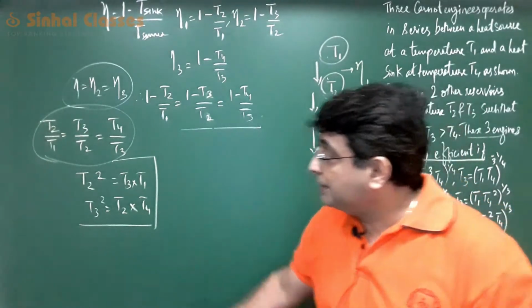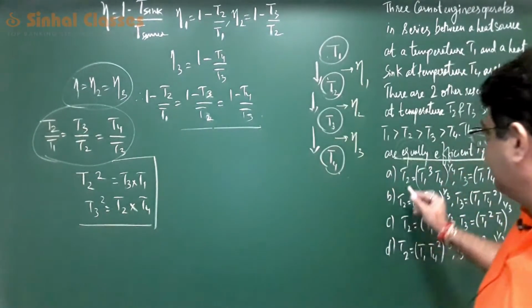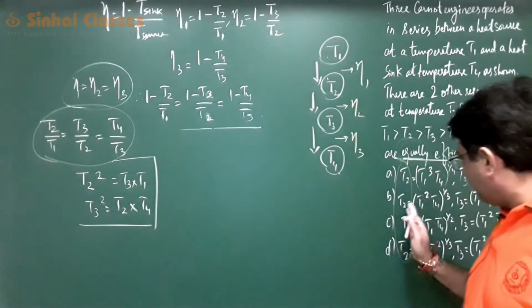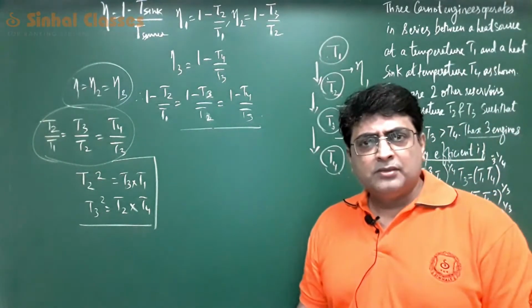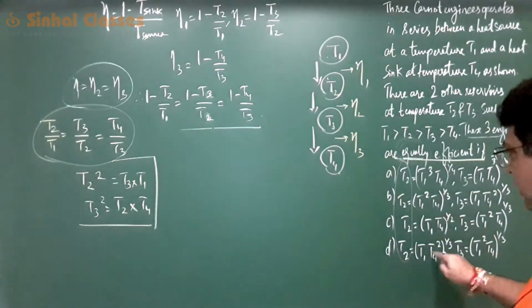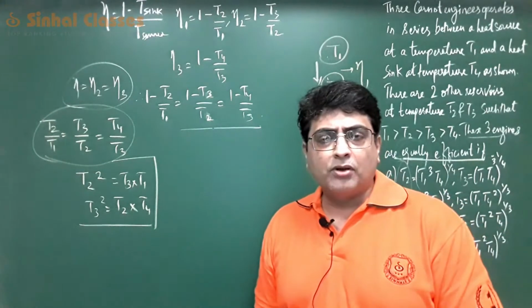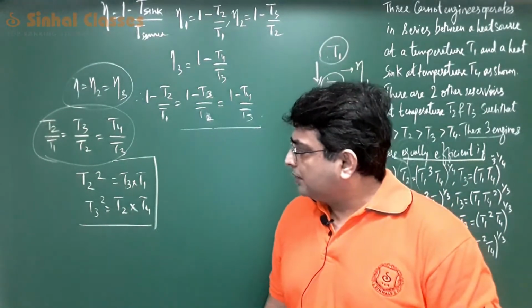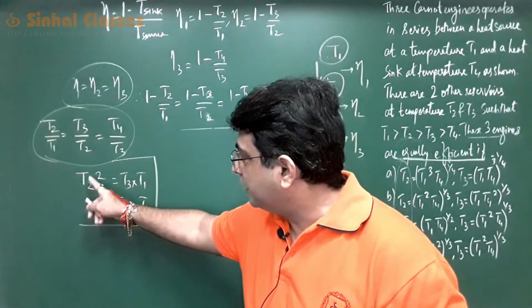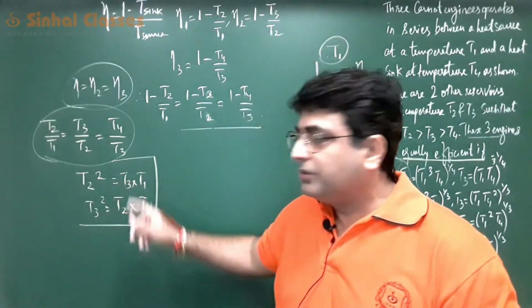Now I need to make T2 the subject, because in all your options, T2 is the subject. So out of these two, you can find any one answer. And see, there is a variation in T2. One can easily get the answer accordingly. How do I go about it? Sir, let's take this expression. Listen carefully, students. T2 square is equal to T3 T1.